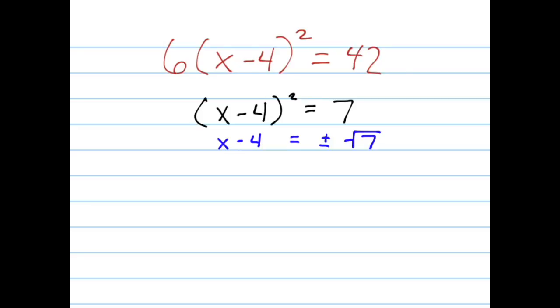Okay? Now we're down to x minus 4 equals plus or minus radical 7. So Spence and Maria said we need to add 4 to both sides. So that gives us x equals 4 plus or minus radical 7. Now, what's 4 plus radical 7?